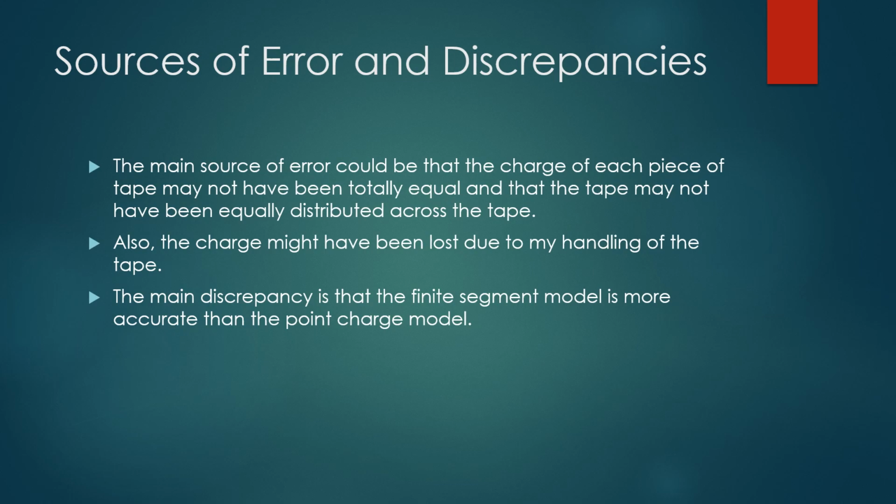The main source of error could be that the charge of each piece of tape may not have been totally equal, and that the charge may not have been equally distributed across the tape. Additionally, the charge might have been lost due to my handling of the tape. The main discrepancy is that the finite segment model is more accurate than a point charge model.